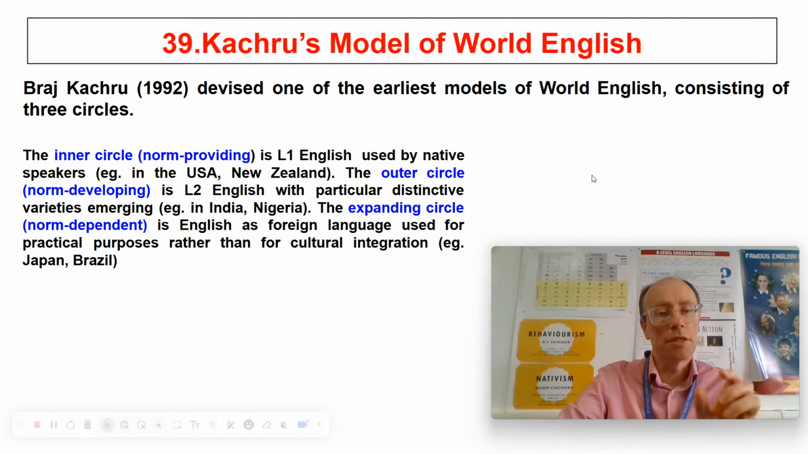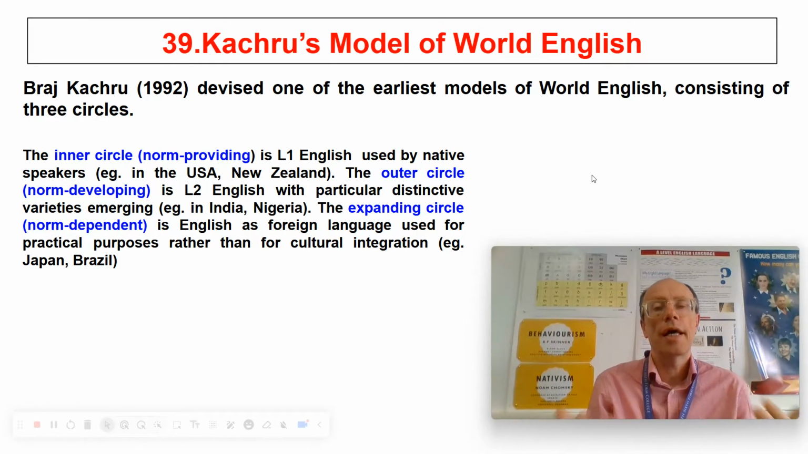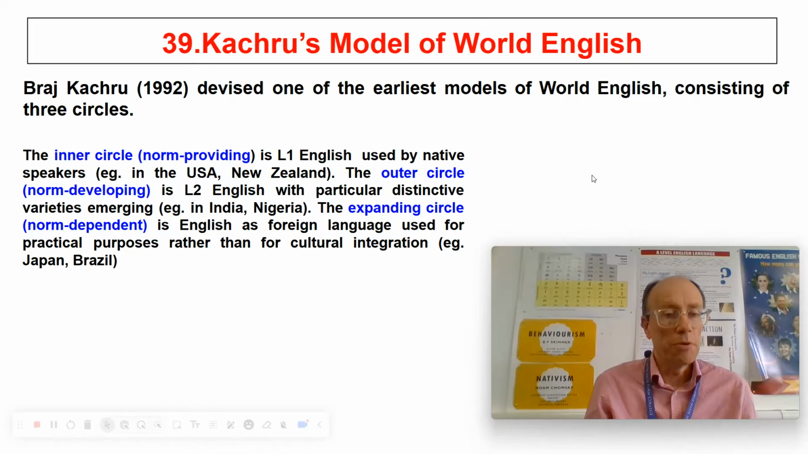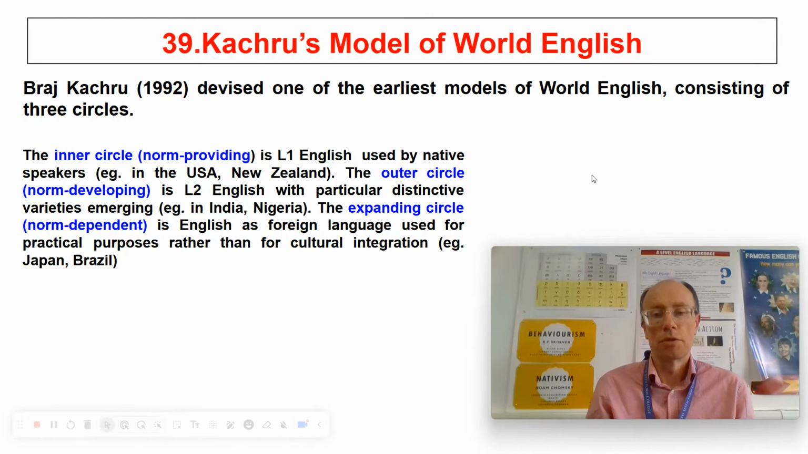Now your inner circle, that's the middle bit of the donut, that's called norm providing, and those are your L1 speakers of English. These are native speakers in places like the USA, Australia, Canada, Britain, Ireland, etc. Okay? They are norm providing because that's the form of English that is considered to be standard form across the world.